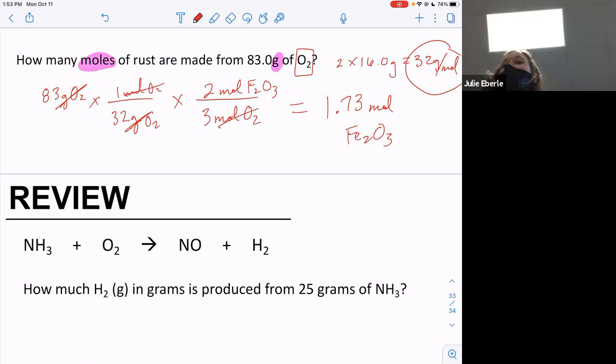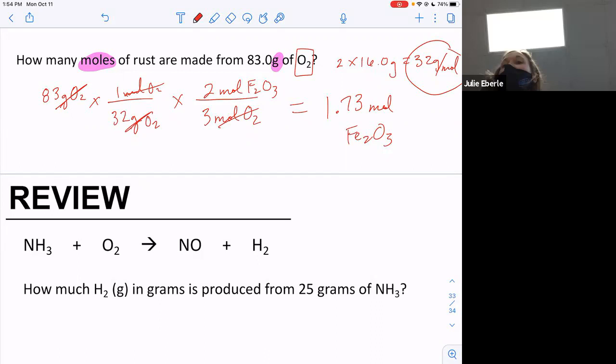So we got ammonia, NH3, and oxygen make nitrogen monoxide and hydrogen. Here's where I would use the mono, nitrogen monoxide. But they're not going to say monoxide. I'm not going to have that in the exam, but it's an example. So how much hydrogen in grams is produced from 25 grams of NH3?